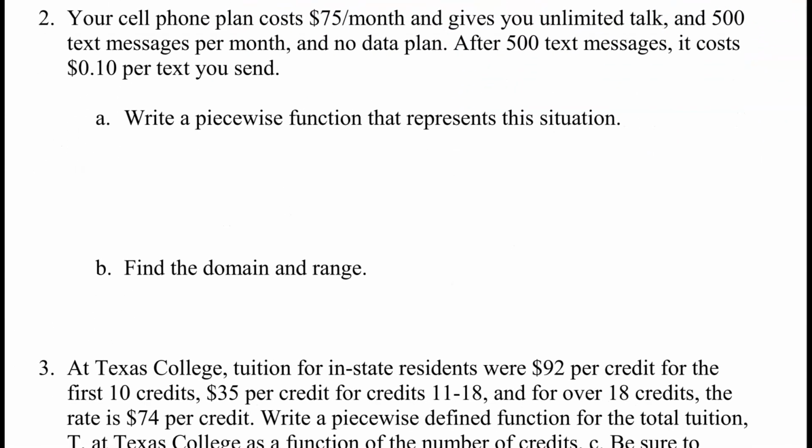Okay, next. Your cell phone plan costs $75 a month and gives you unlimited talk and 500 text messages per month and no data plan. After 500 text messages, it costs 10 cents per text you send. So there are 2 different things that you could be paying here. One is just $75 a month if you are at 500 or lower. And then if you go over 500 text messages, it costs 10 cents per text after that. So let's create our piecewise.